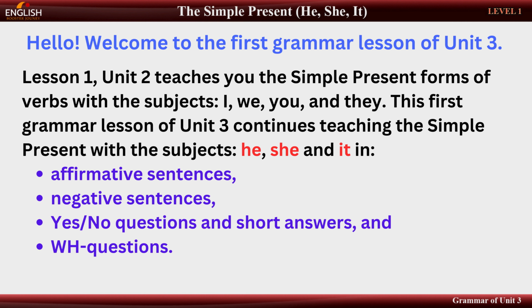Hello. Welcome to the first grammar lesson of Unit 3. Lesson 1, Unit 2 teaches you the simple present forms of verbs with the subjects I, we, you, and they. This first grammar lesson of Unit 3 continues teaching the simple present with the subjects he, she, and it in affirmative sentences, negative sentences, yes/no questions and short answers, and WH questions.